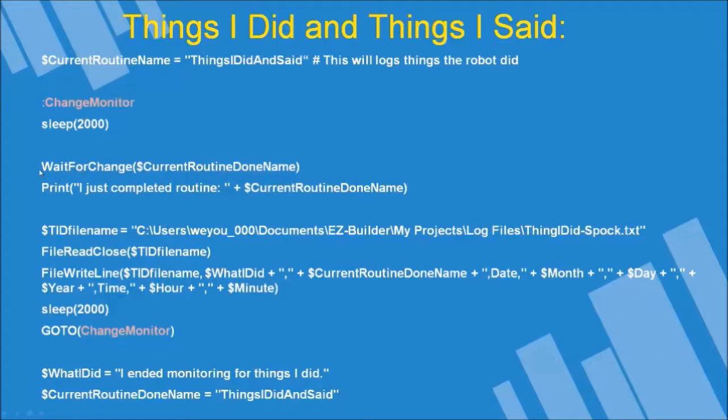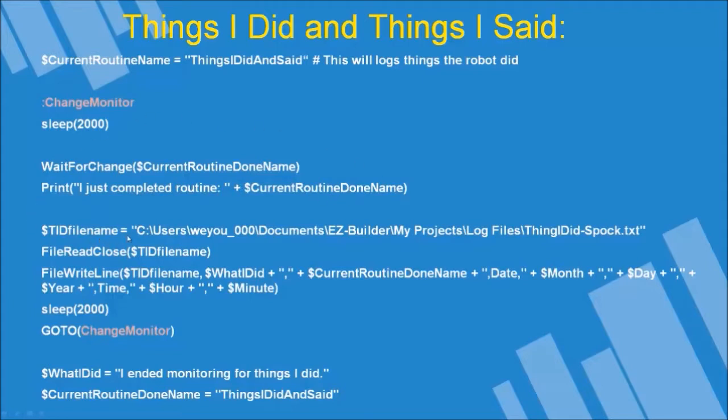So we're waiting for a change in this variable, which is why we're always using that current routine done in all those scripts. That's why I'm doing that in all those scripts. And then print, I just completed routine, current routine done name. So this is monitoring. This will print out to the window. I just completed the routine, and then whatever the routine is.